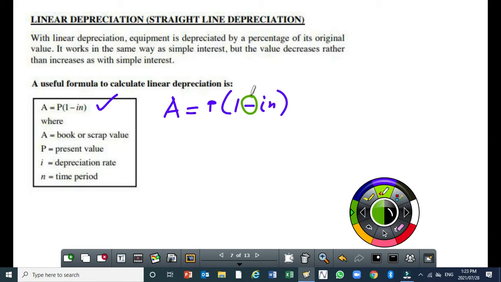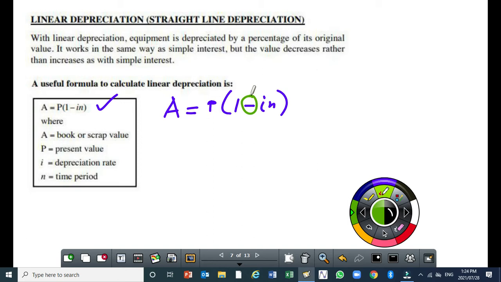But here we can go further and say A is going to become the book value or the scrap value, which means A is going to be less than P. P is the present value, I is the depreciation rate, N is the time period. Now, don't confuse this formula with the one for appreciation, the one with the plus. Depending on the situation, you need to read the question carefully and determine whether it involves depreciation or not. If it doesn't involve depreciation, use the formula with the plus. If it involves depreciation, then use this formula with the minus.